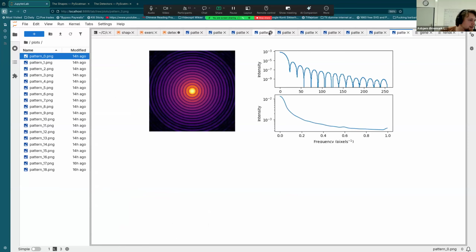Let's just look at this one then. Any guesses for a shape? We're starting off on an easy one. A slit? What did you say? Circular hole.